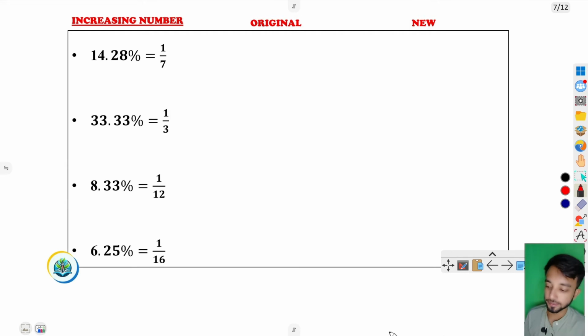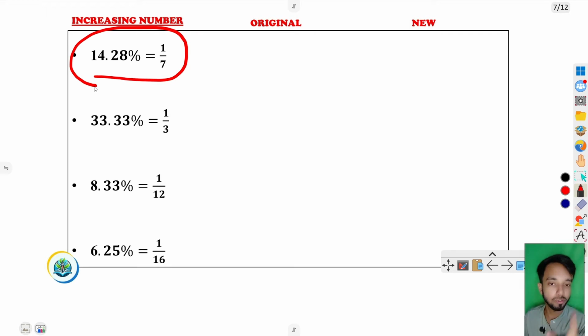So look at this. Last class we discussed the value of 14.28 is your 1 by 7. We discussed this. I told you to remember. Why did I tell you to remember?